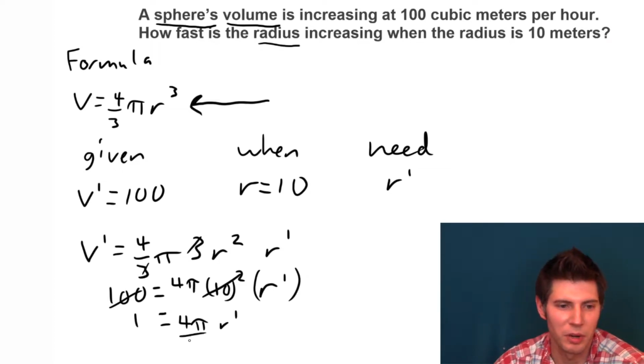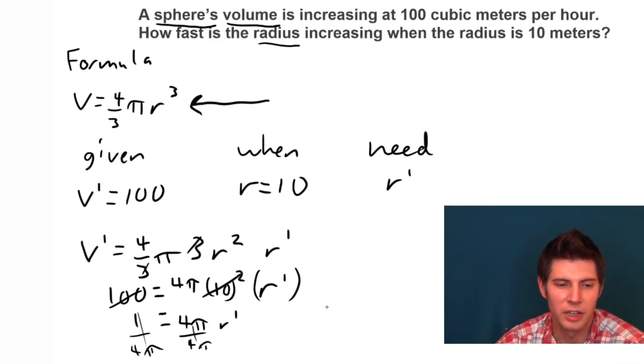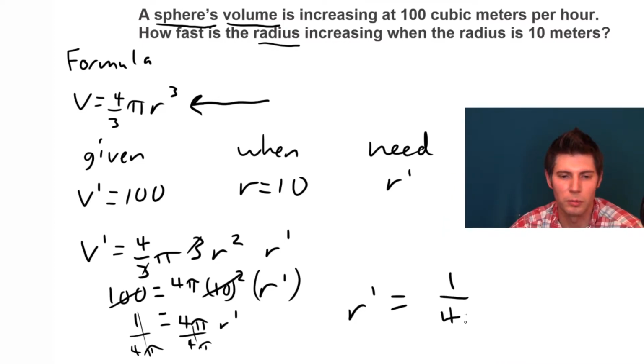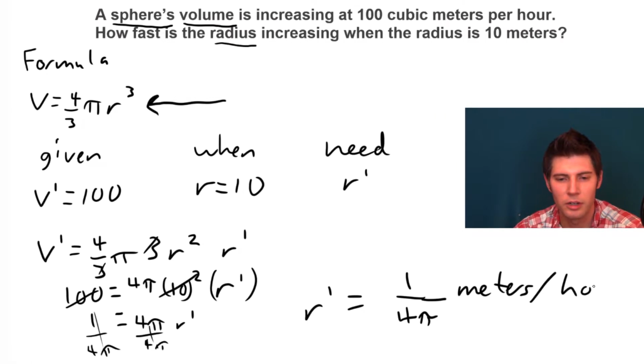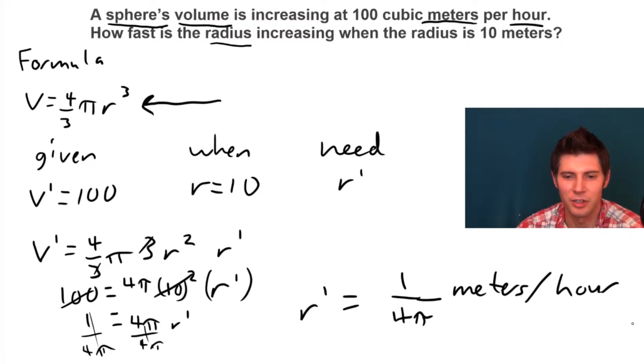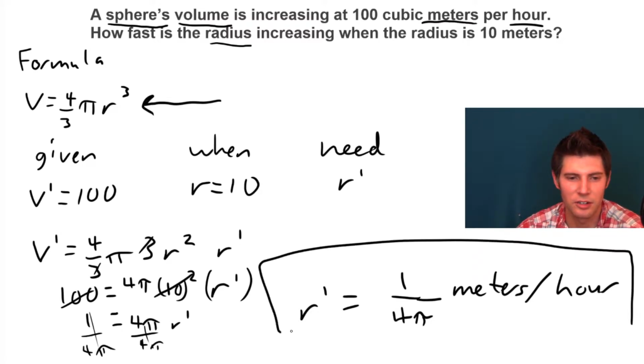Divide both sides by 4 pi. And we get r prime is equal to 1/4 pi. And the pi is in the denominator. And then last step, don't forget to label. So it's 1/4 pi meters per hour. And it's not meters squared because radius is just measured in meters. And I took meters and hours from here. So that's how I knew how to label it. This is the answer to that one.